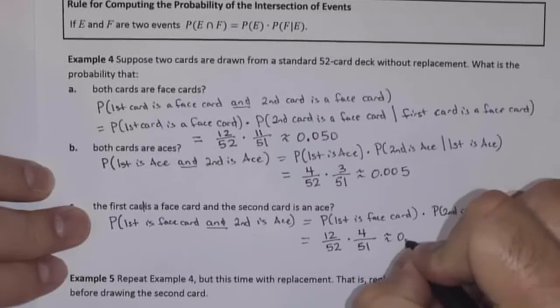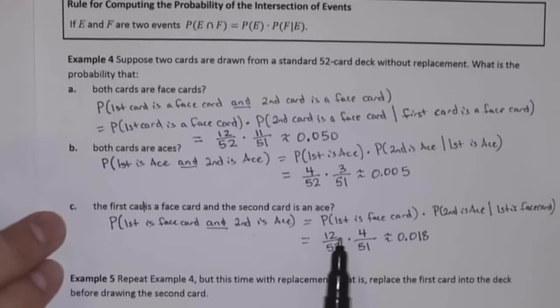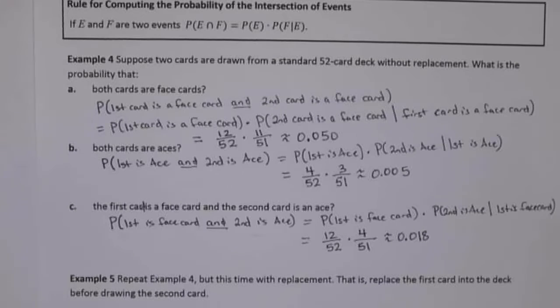So this is about 0.018. So if I draw 2 cards out of the deck, the probability that the first card's a face card and the second card's an ace is 0.018.